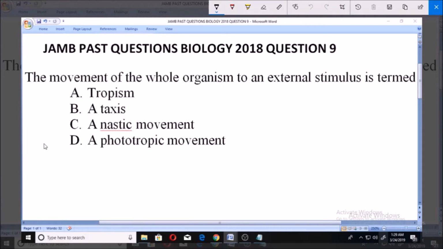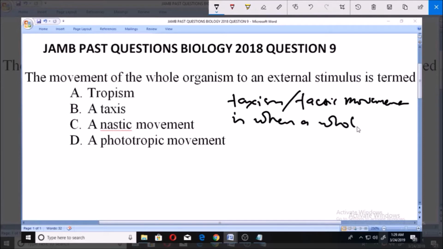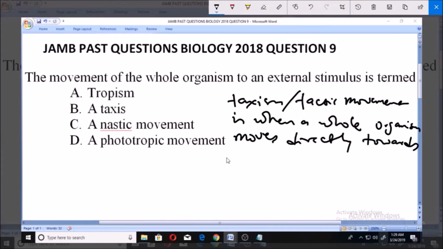It is very important for us to explain in order to appreciate this very well. So we say that taxism, or tactic movement, is when the whole organism moves directly towards or away from a stimulus. Very important: it's not part of the organism, but the whole of the organism. That is what we call taxism.